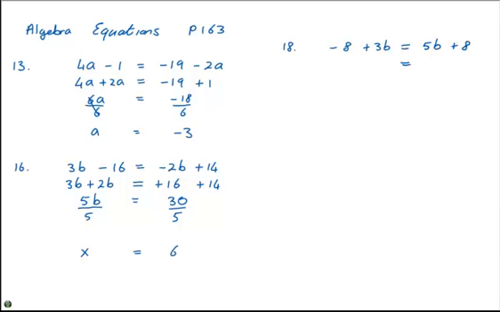So in this instance, the plus 3b isn't going to move, and the plus 8 isn't going to move. So coming from the right hand side over to the left is the 5b, so it's going to be minus 5b, and that should be a b there obviously. And then moving from the left hand side over is the minus 8, so it will be a plus 8.